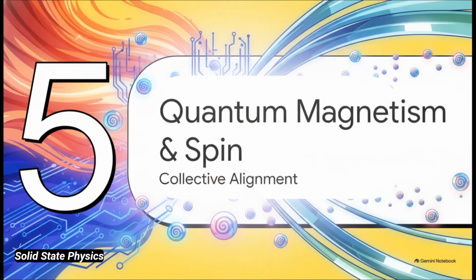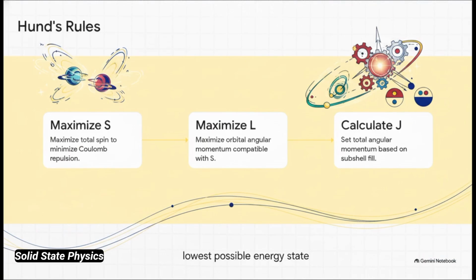Section 5. Quantum magnetism and spin. Collective alignment. We've added heat. We've mapped the charge. But what happens when we introduce a magnetic field to the intrinsic quantum spin of these subatomic particles? To figure out how naturally magnetic an individual atom is before it even joins a lattice, we just follow Hund's rules for unfilled electron shells.